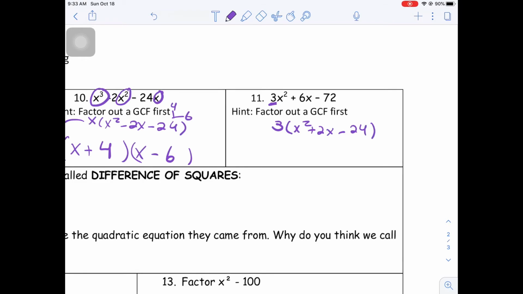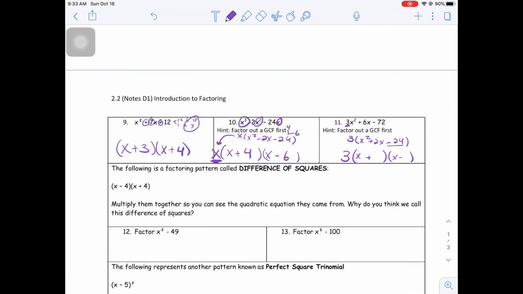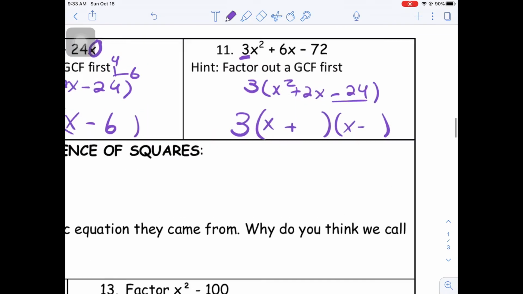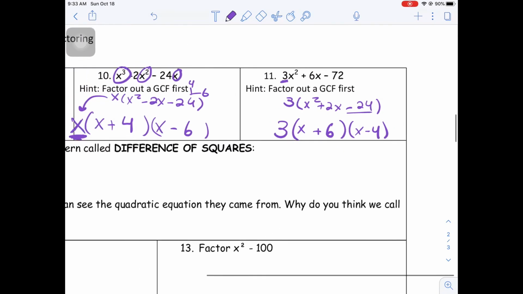So we got negative 24, positive 2. So it looks like 3 again out front. X and x. Negative 24 this time. So we're still going to have positive and negative. But this time it's a positive 2 in the middle. So it looks like we're just going to flip this. So positive 6, negative 4. So just a flip of our last one.